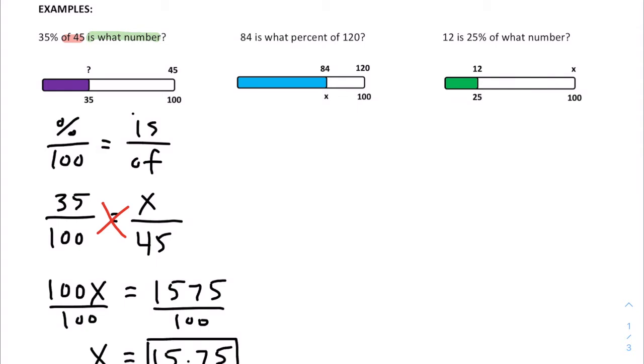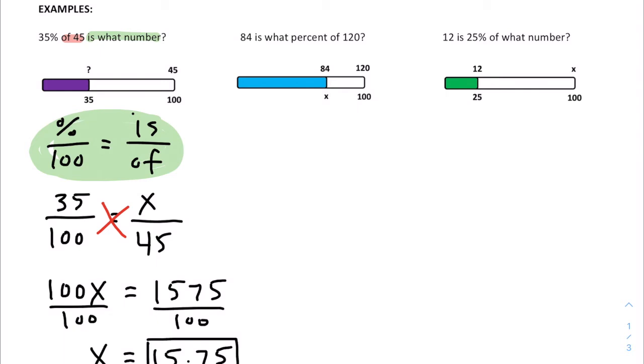All right, second one. Same thing. The whole percent over 100 equals is over of. I've got it there on my first problem, so I don't necessarily need to write it down again. I just need to remember, hey, I've got this right here. I can use it for all three problems. I just need to remember that.